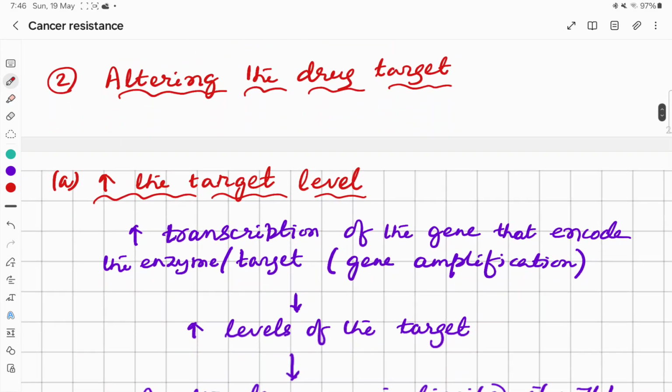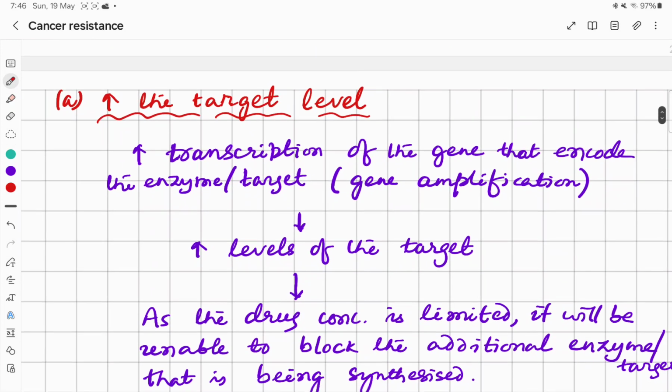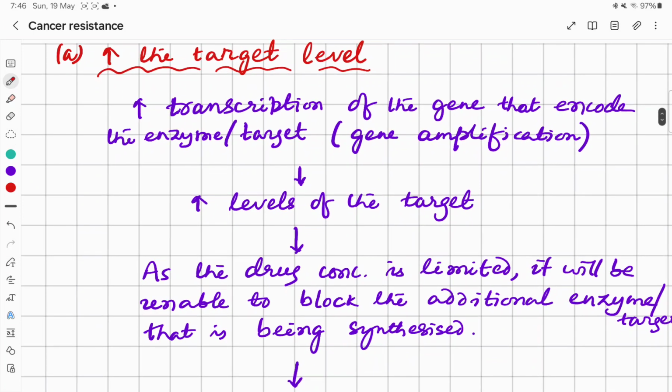The second mechanism of resistance is altering the drug target. So the target can be a receptor, can be an enzyme. Under this we will discuss 3 headings. First one, if there is increase in the drug target level. Suppose there is increase in transcription of the gene that encodes the target or the enzyme, there is gene amplification. So that leads to increased levels of the target.